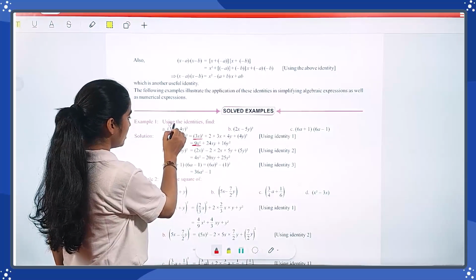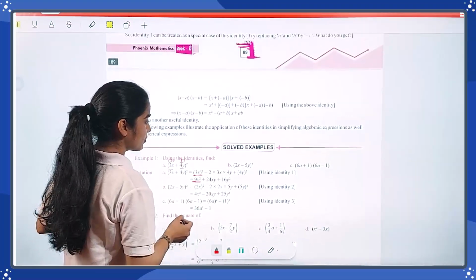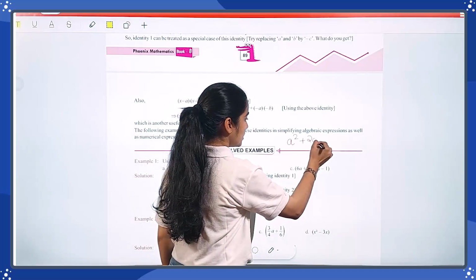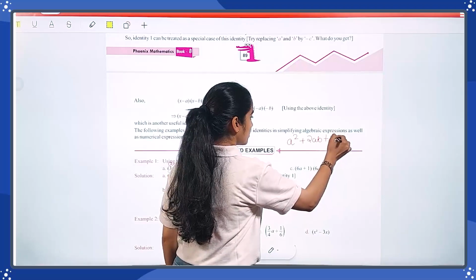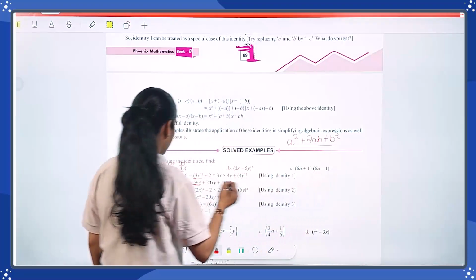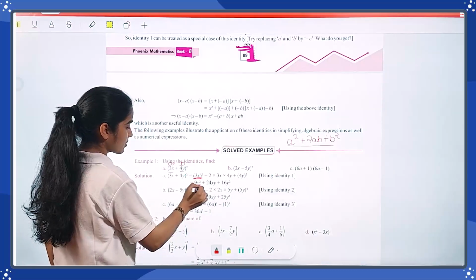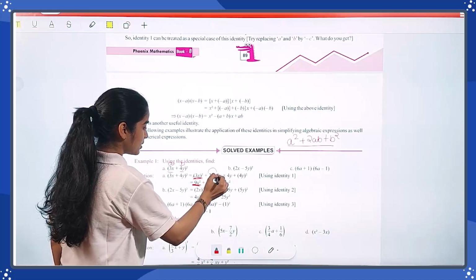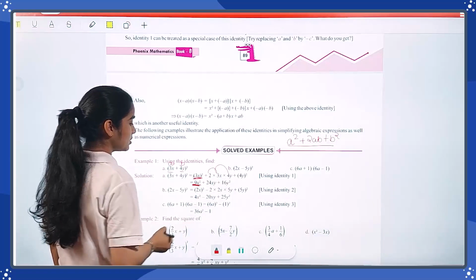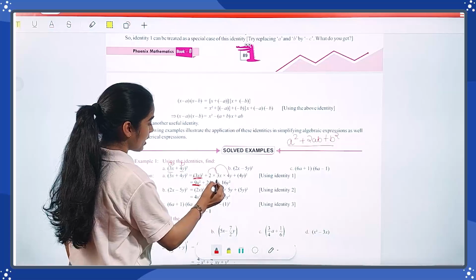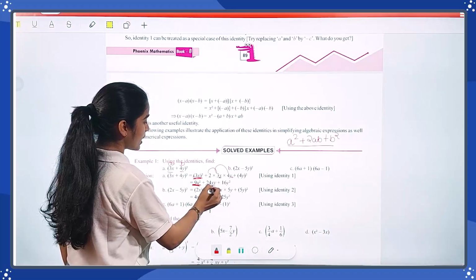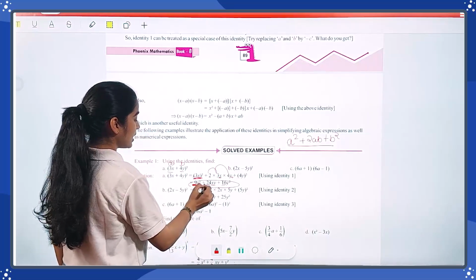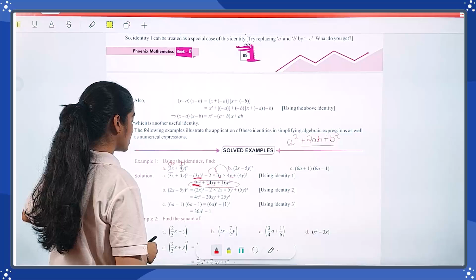2ab. This is your a, this is your b. First of all, you have to write the identity, which is a square plus 2ab plus b square. Now a square is 9x square. 2 a is your 3x, b is your 4y. 2 multiplied by 3 is 6, 6 multiplied by 4 is 24. So 24 we have, x is 1, y is 1. So 4 square is 16y square. So this is your final answer, 9x square plus 24xy plus 16y square.